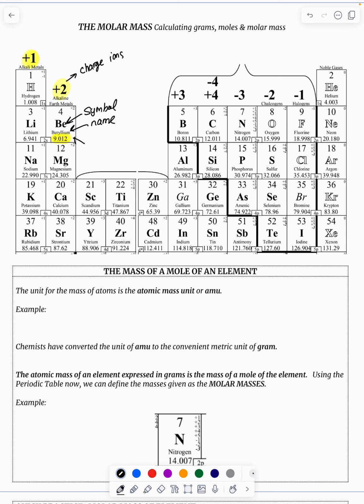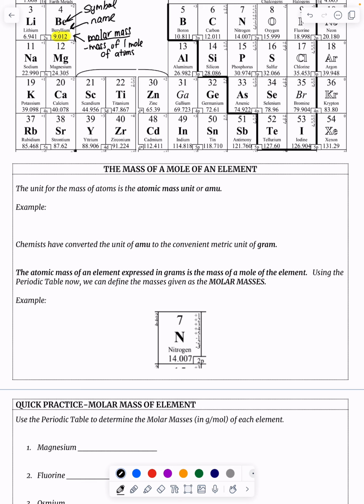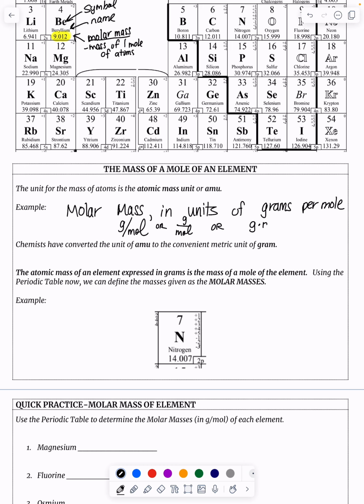So the unit for the mass of an atom is the atomic mass unit, or AMU. We call that the molar mass, and it's in units of grams per mole, sometimes seen as g/mol, g over mol, or g times mol to the -1st. You might see that in a bunch of different units.